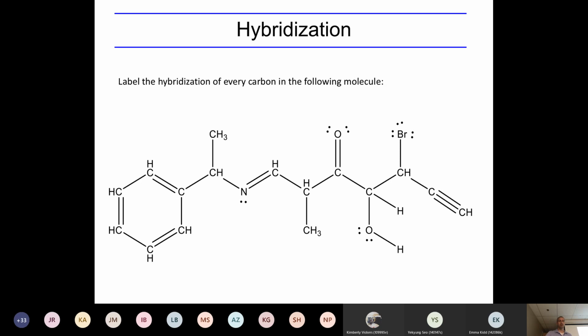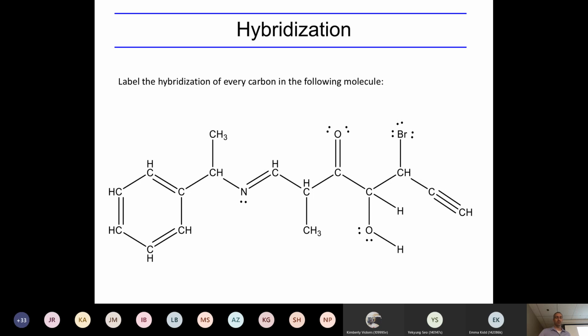There are 2 other carbons that make double bonds in this molecule. There's the one with the carbon double bonded to oxygen, and there's the one with the carbon double bonded to nitrogen. Both of those are sp2 as well. sp2 means 1 double bond, 2 singles. And all the other carbons are sp3. If they're all single bonds, they're sp3.